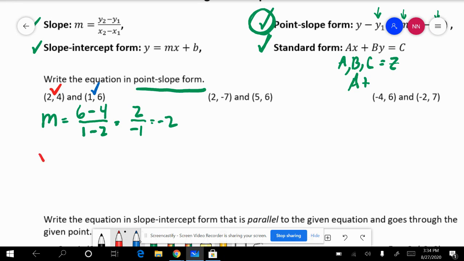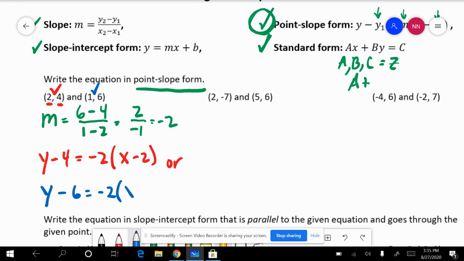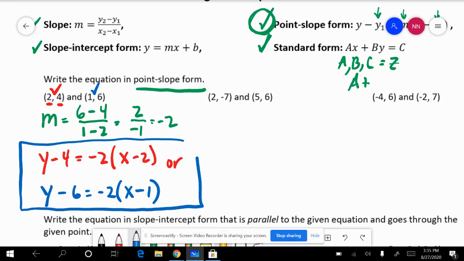Our equation is going to be y minus 4, because this is our y value, equals negative 2, parentheses. Then we're going to use our x value, x minus 2. That right there is our first answer. Or with the second one, we would have y minus 6 equals negative 2, x minus 1. Now, once again, you only have to have one of those answers. You don't have to write both of them, but depending on which one you use, either one of those answers is correct.